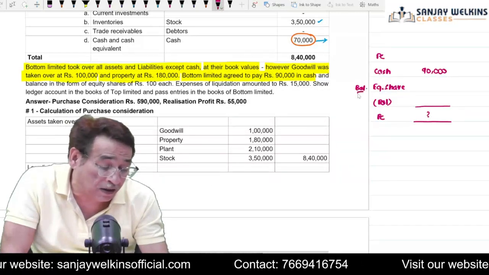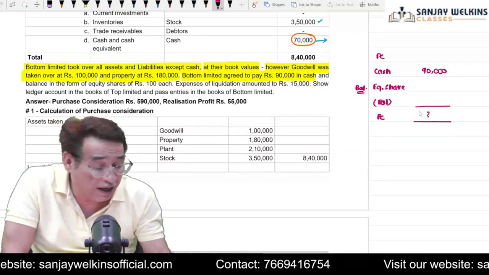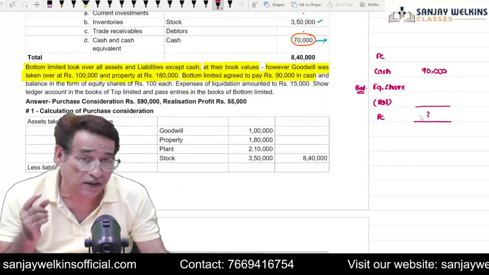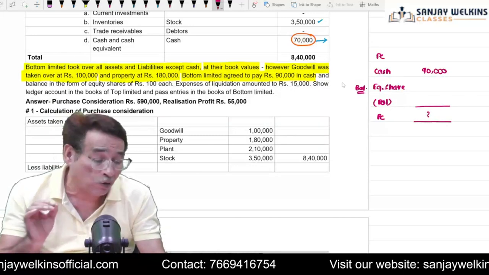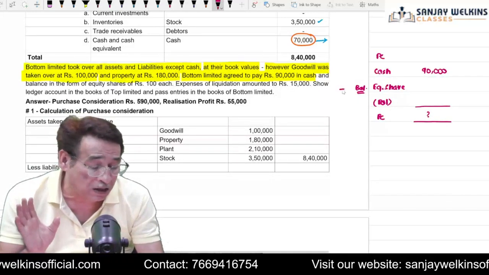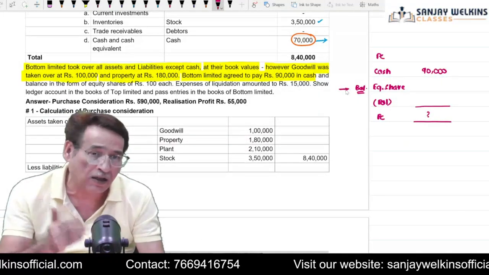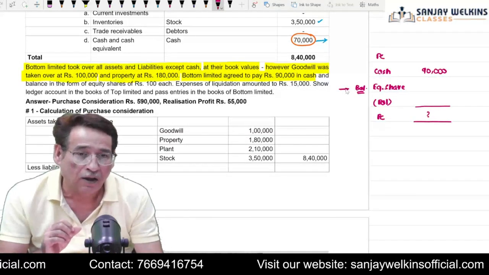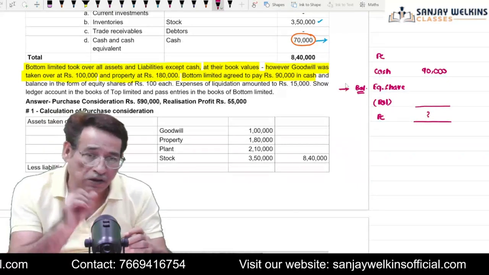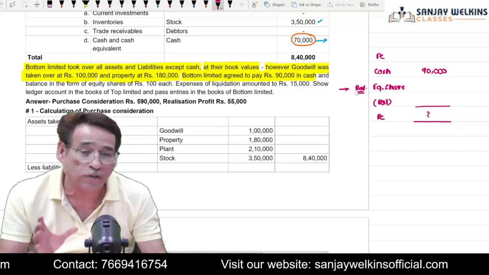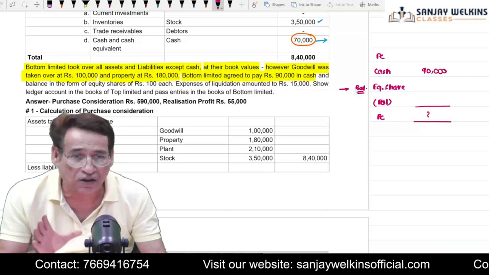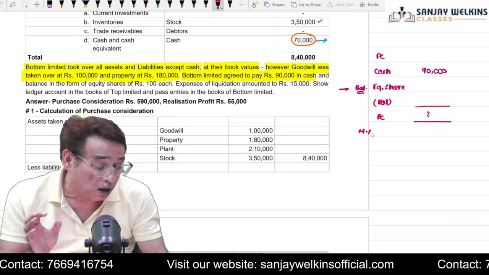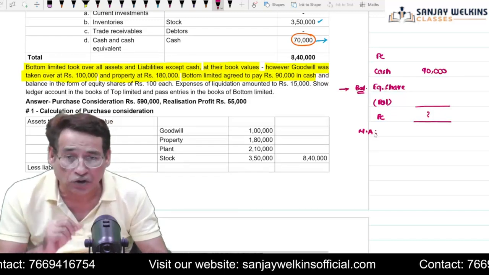The word balance is written, and the amount of purchase consideration is not given. If the amount of purchase consideration is not given, and the question states that the balance portion is in so and so, for instance, in this case it is written balance portion by way of equity shares, then under such cases you will have to apply the net assets method to compute the amount of purchase consideration.